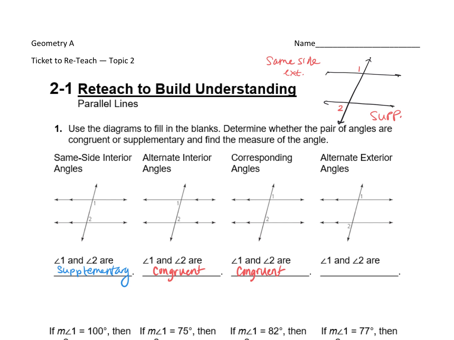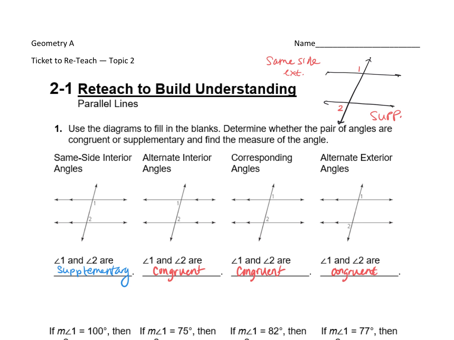And then our last pair of angles are alternate exterior angles. So parallel lines cut by a transversal. These are exterior angles 1 and 2 because they're on the outside of your parallel lines, and alternate because they are on alternate sides of your transversal. Alternate exterior angles will be congruent.